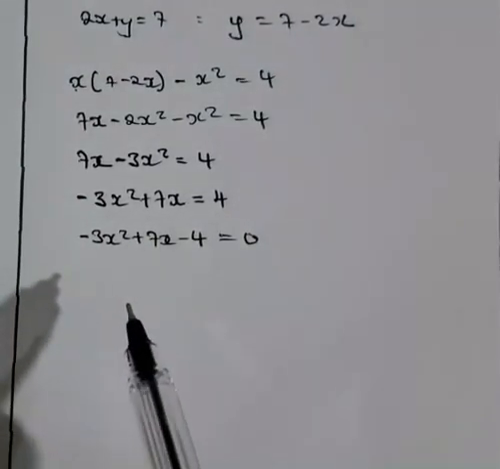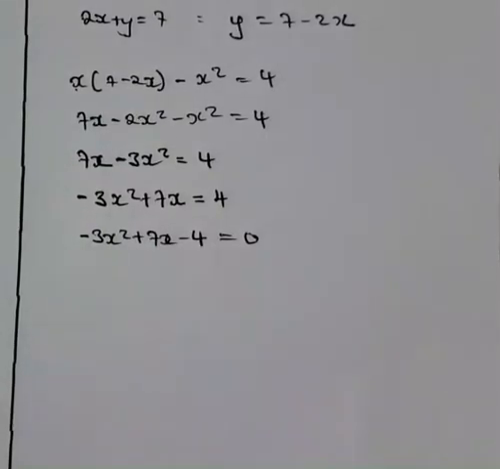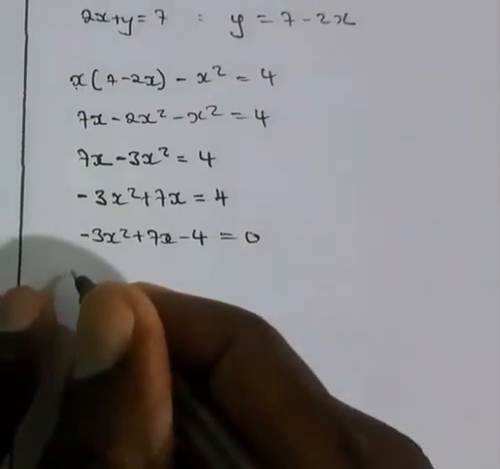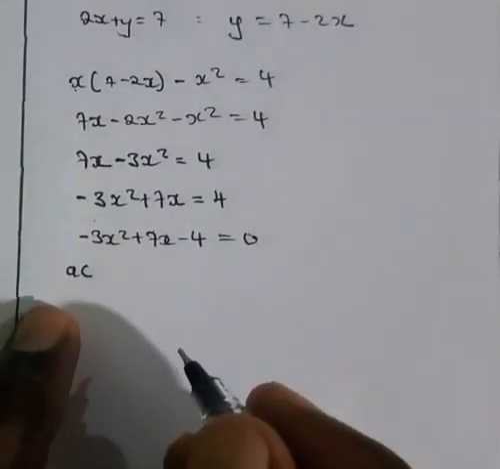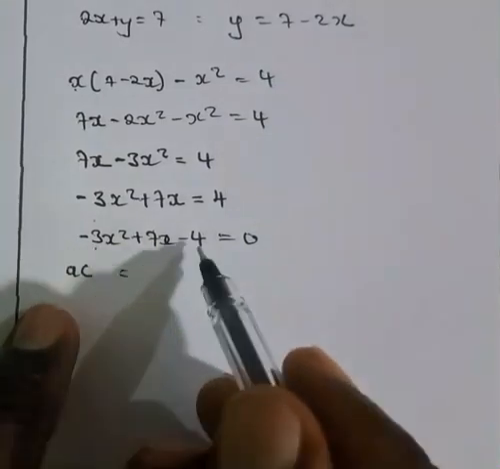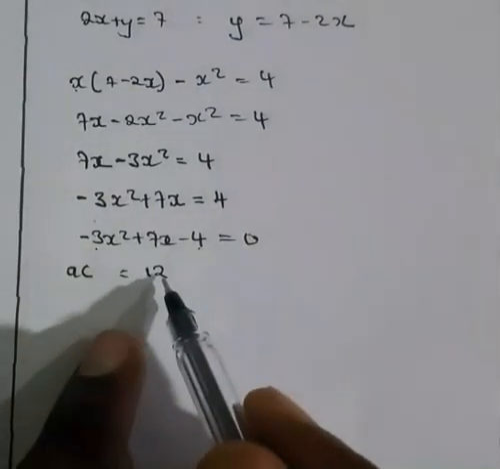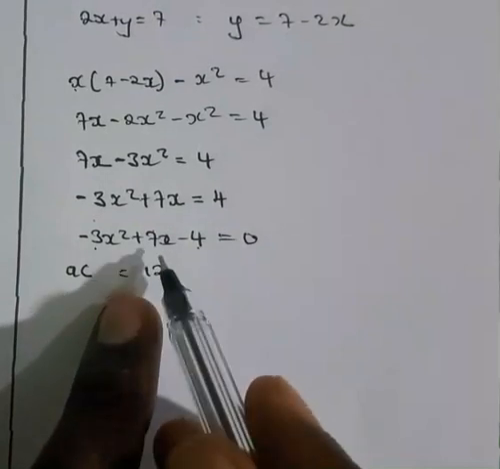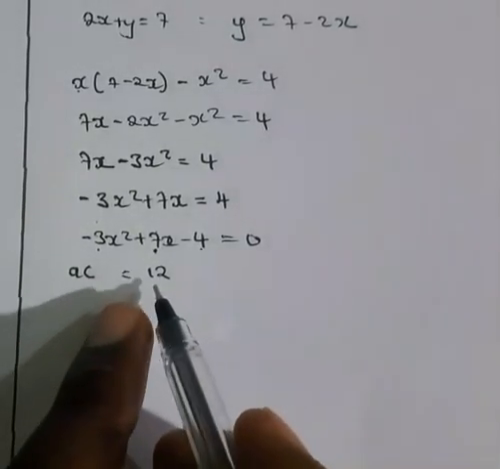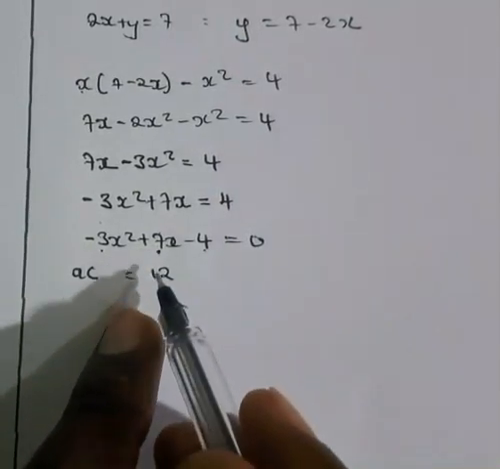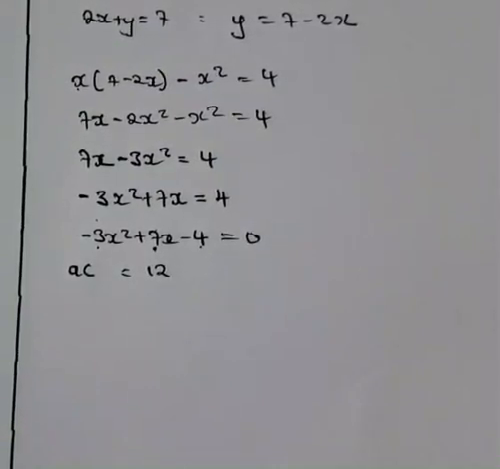From here I think we can use the factor method. There are so many methods, but we can use the factor method by finding first of all AC, because this is our A, this is our B, this is our C. After finding AC, our AC is negative 3 times 4, isn't it, which is 12. So we want to look for the factors of 12 whose sum is B, and B is 7. So the factors of 12 whose sum is 7. Which numbers could those be?